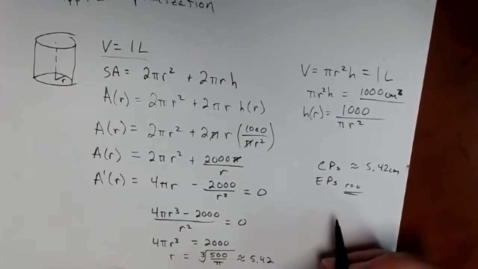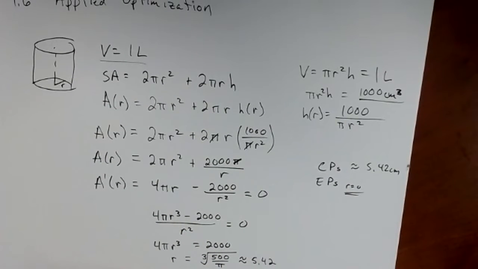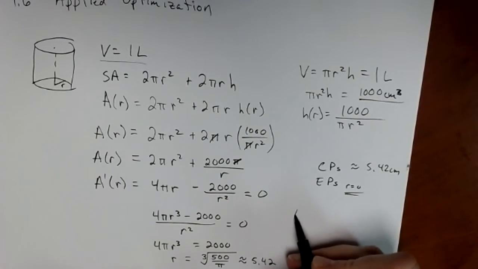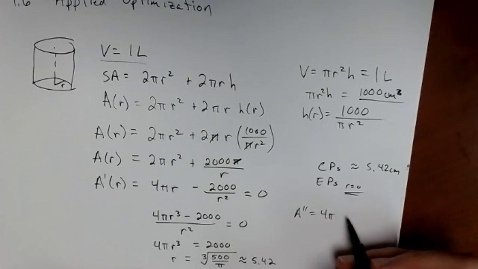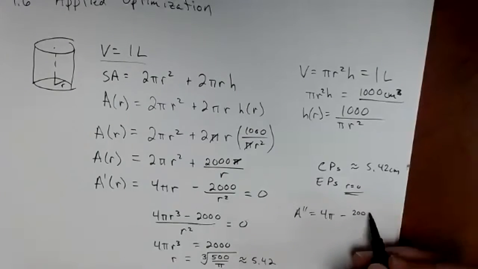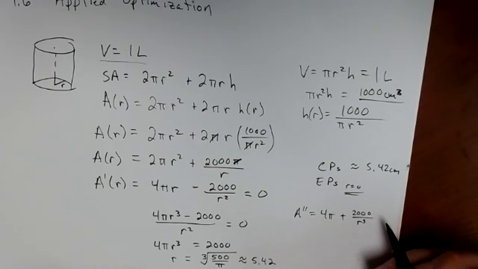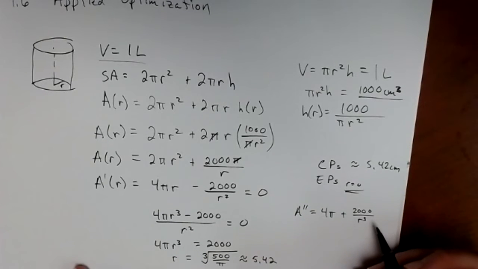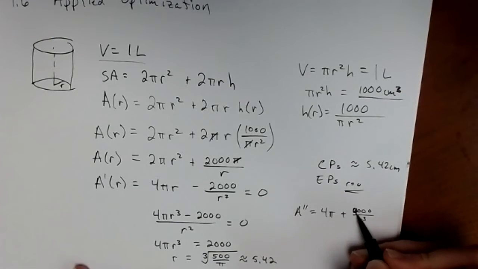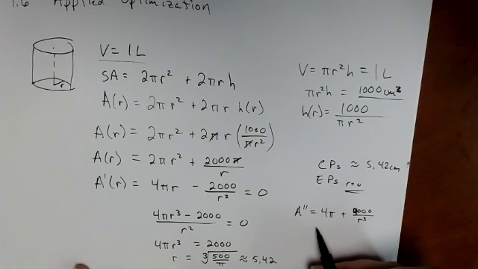Now, in order to triple check that, we could find a double prime. So a double prime is 4 pi minus 2,000, sorry, plus 2,000 over r cubed. Oh, I missed a 2. 4,000 over r cubed. But this is going to be greater than 0 for any r greater than 0.